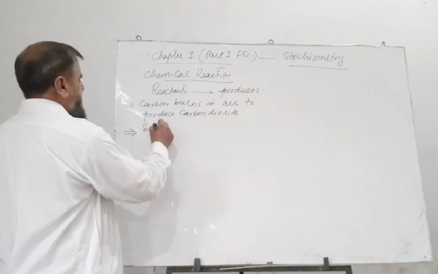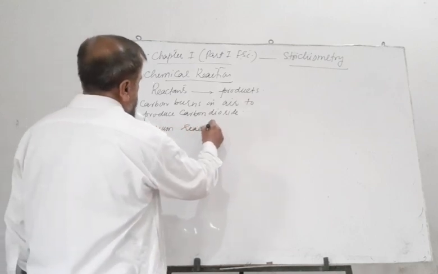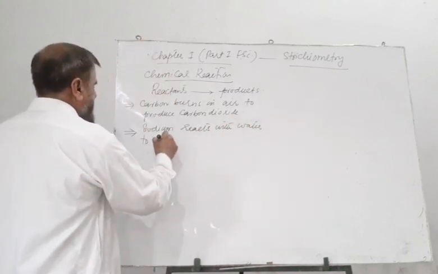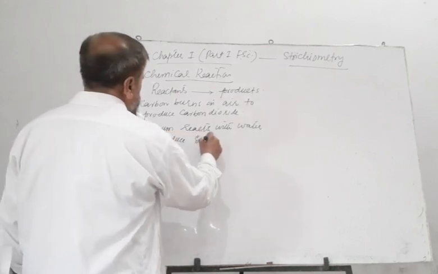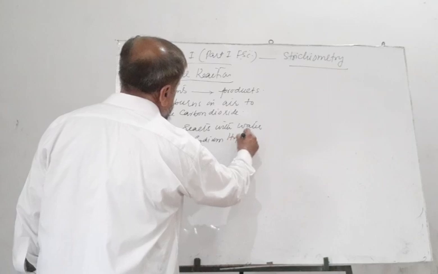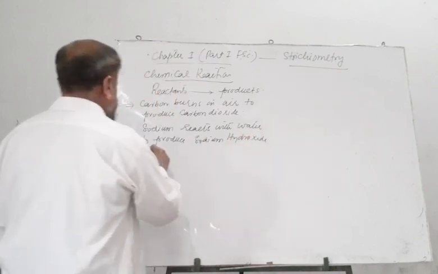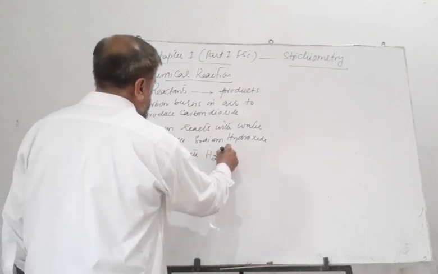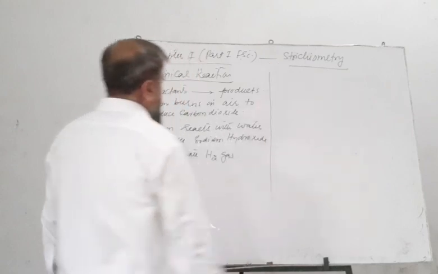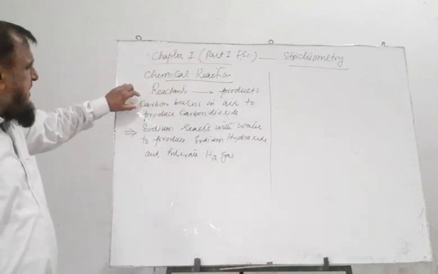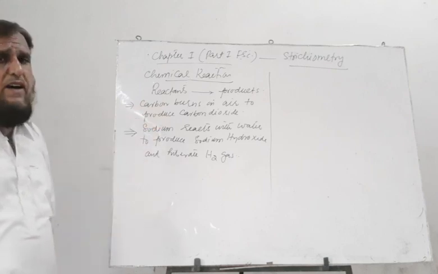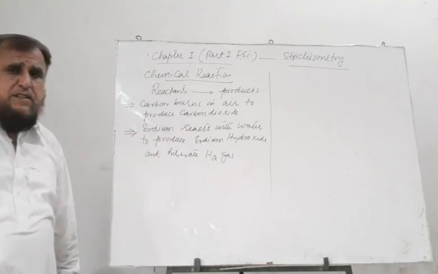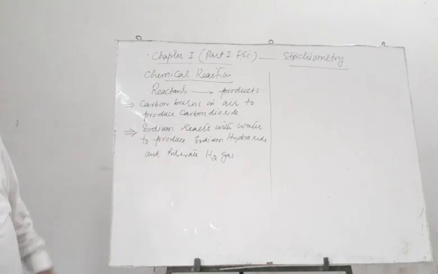Or sodium reacts with water to produce sodium hydroxide and liberate hydrogen gas. These are also known as chemical reactions. Carbon burns in air to produce CO2, or sodium reacts explosively with water to produce sodium hydroxide and liberate hydrogen gas. There are many examples of such reactions.